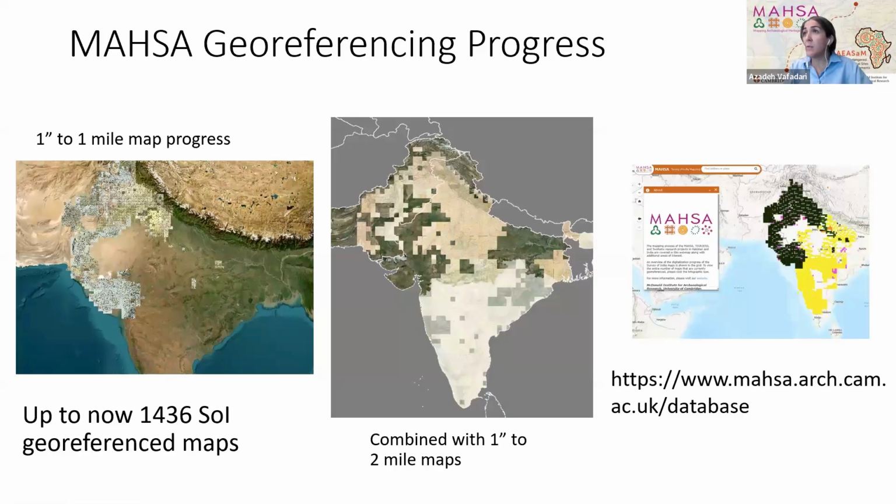Just before finishing, I wanted to show you that as part of the project we georeferenced about 1,000, not about, exactly 1,436 Survey of India maps. On the left, you can see the 1 inch to 1 mile map progress. The second one in the middle shows the 1 inch to 2 mile Survey of India maps that were obtained from University of Wisconsin, Milwaukee in 2021.